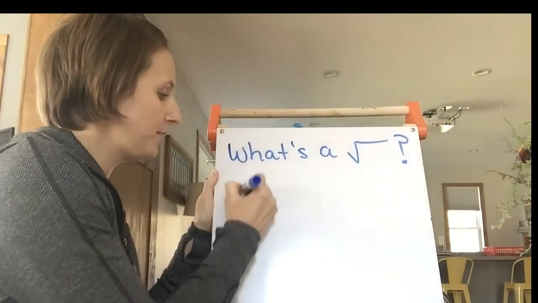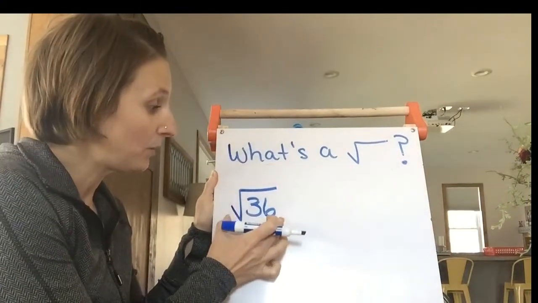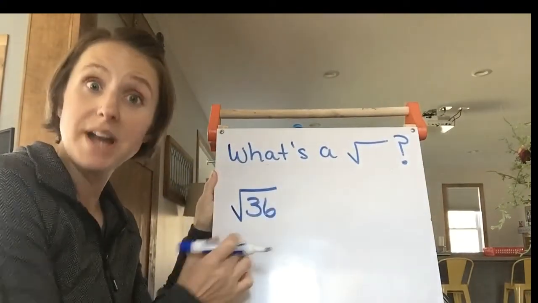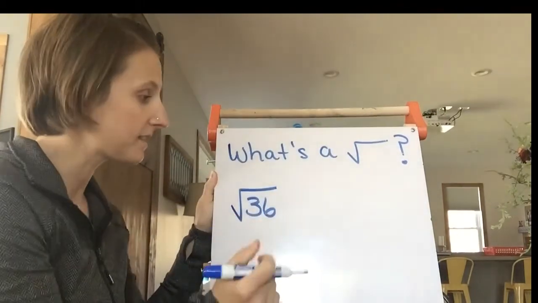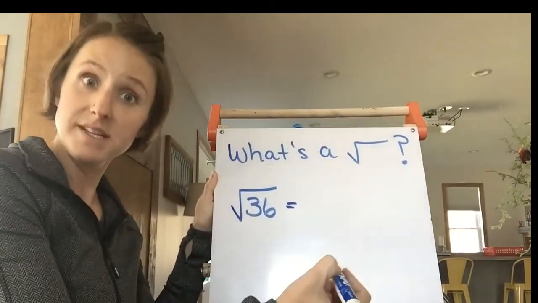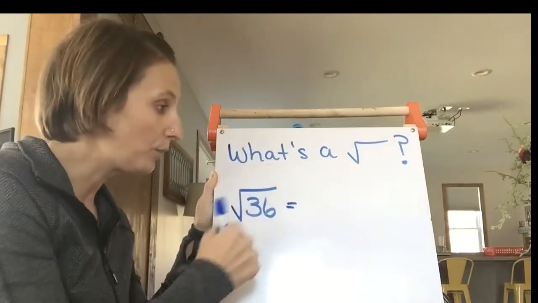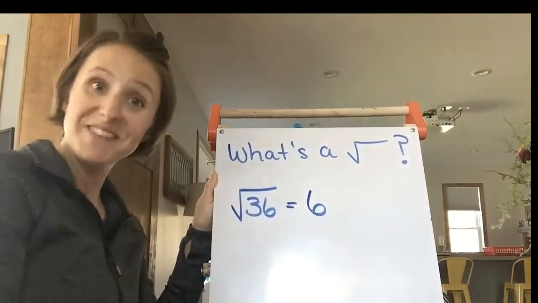Let's think about this the opposite way right from the get-go. So what if I gave you this problem? You see that square root symbol, so you're thinking, what times what gives me 36? What when I take to the second power gives me 36? Well, we know 6 times 6 is 36. So the square root of 36 is 6.